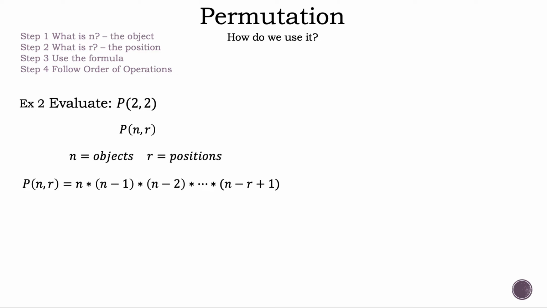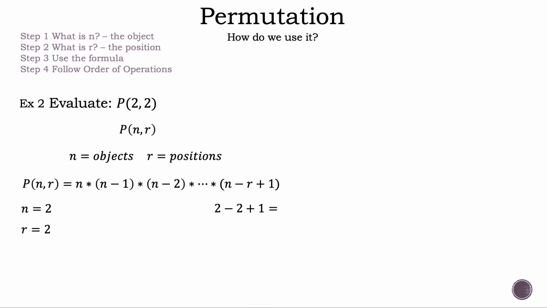Now, let's write down the formula so we can figure out how many positions there will be in 2 permutations of 2. Remember, n is the number of objects, and r is the number of positions. In the formula, we only need the quantity of n minus r plus 1, or the last term, to figure that out. Now we need n and r. n is 2, and r is 2 in this case.